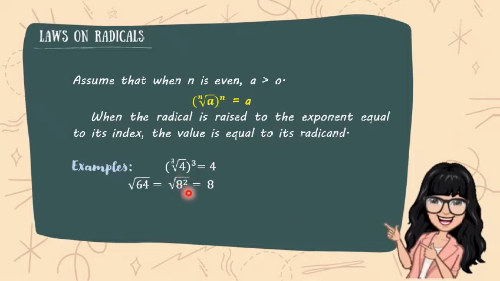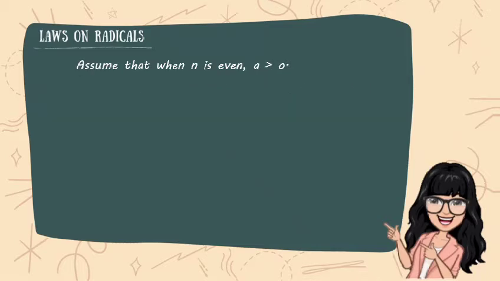So our final answer here is the radicand. So our final answer for this expression is positive 8. So again, this is the first law on radicals. It states that if the index and the exponent are the same, then the final answer, if you simplify this expression, will be the radicand. Okay? So we assume again that your n is even and a is greater than 0.